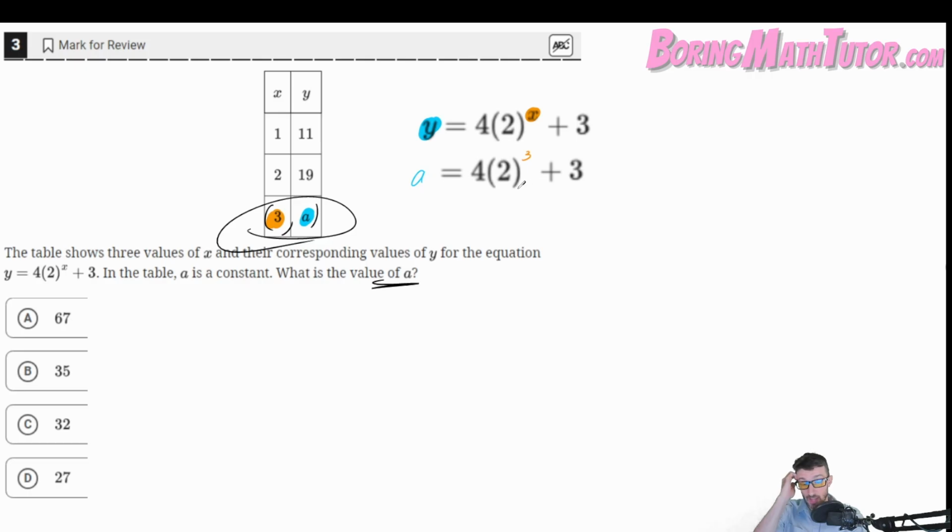So now we just have to solve this, and this is super easy because 2 cubed is 8. So 4 times 8, that's 32, plus 3 is 35.